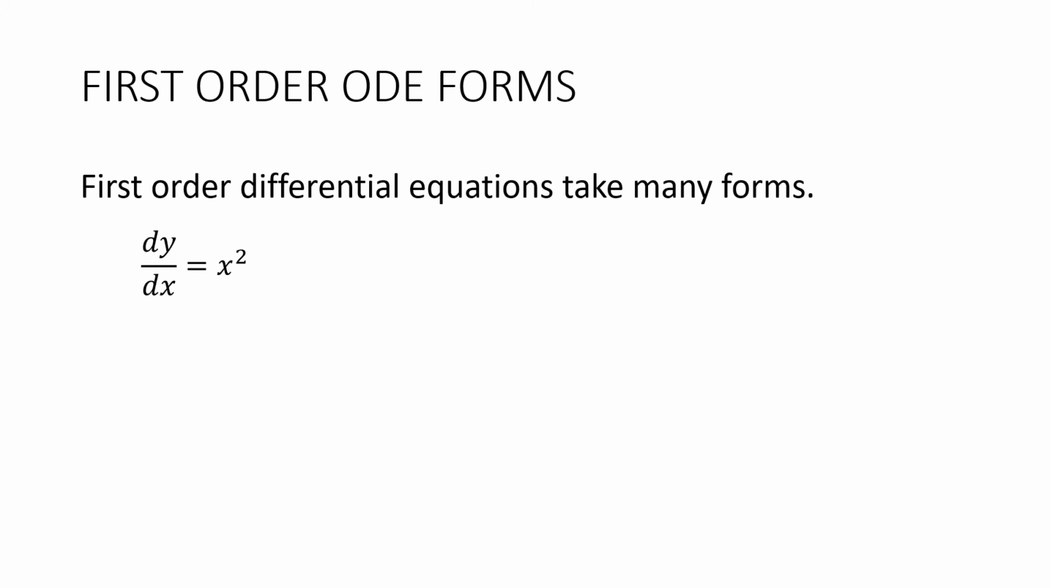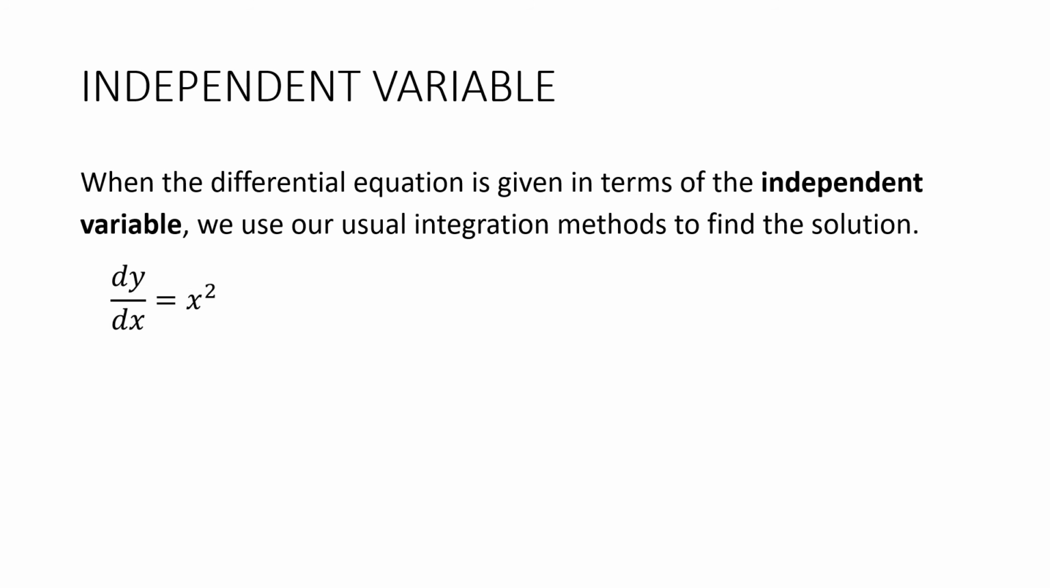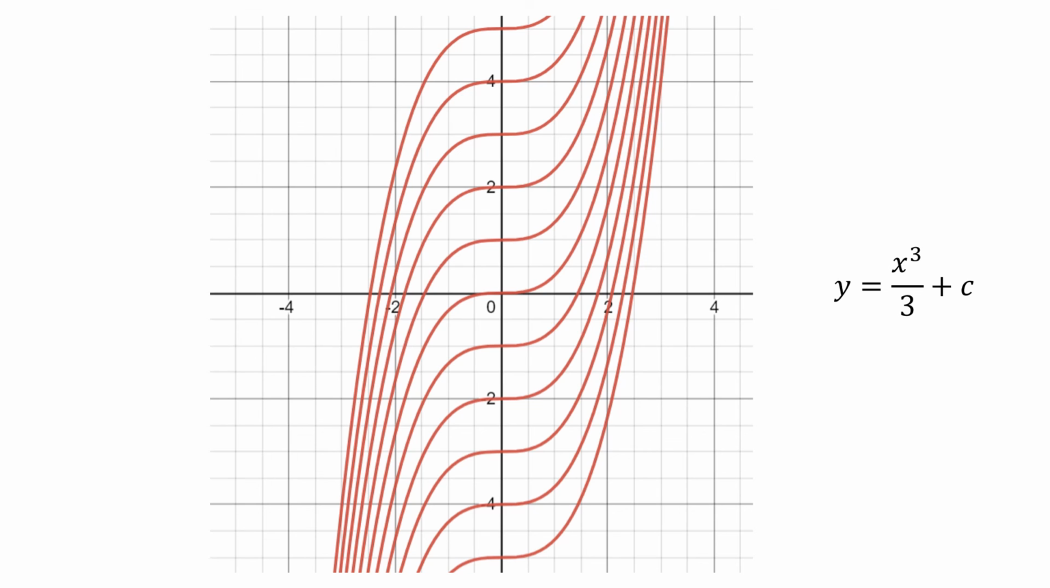Now, first order differential equations take many forms. Here we have a differential equation in terms of the independent variable, but we could have it in terms of the dependent variable or both variables. Now, when our differential equation is given in terms of the independent variable, we just use our normal integration methods to find the solution. We're just going to do the integral of both sides with respect to x. So y will equal x cubed over 3 plus c. And of course, we learnt that this gives us a family of solutions because we don't know what the constant is.